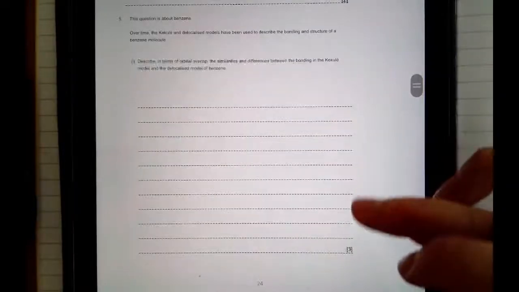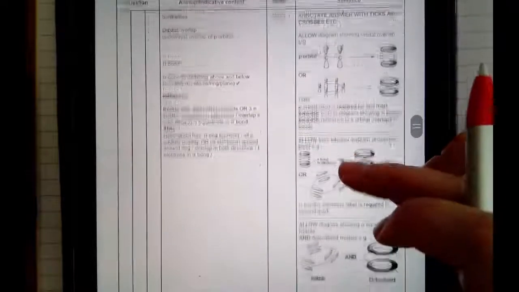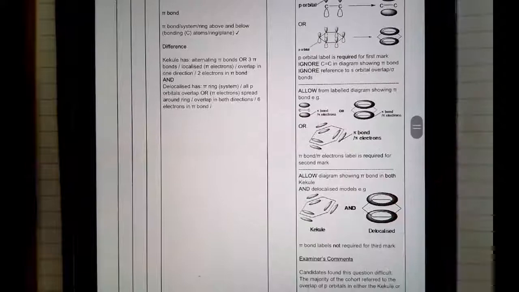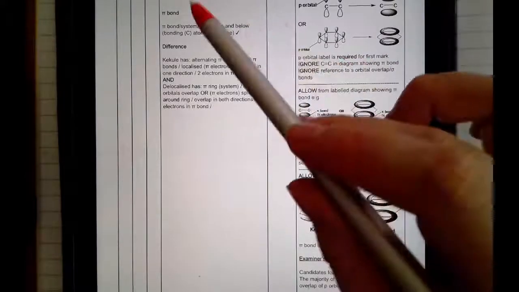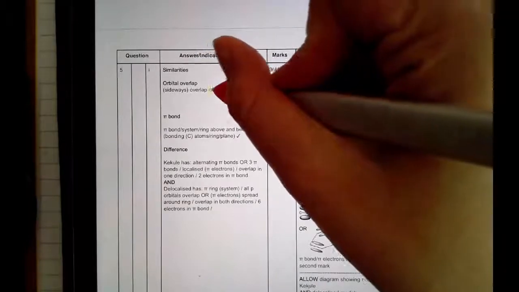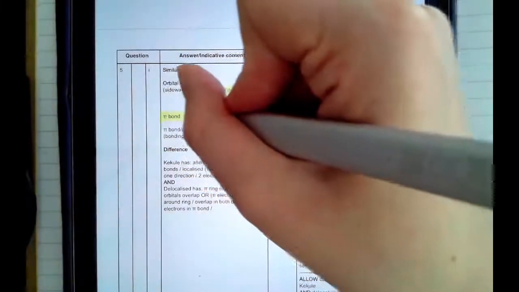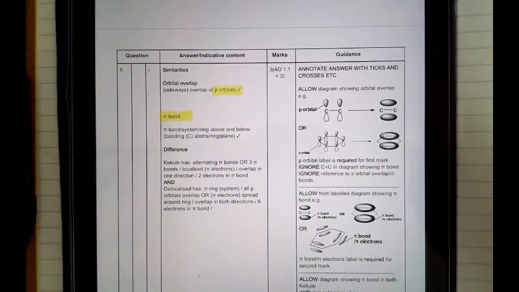The next couple of questions all refer to the Kekulé localized model and the experimental evidence. I'm just going to highlight one or two things on the mark schemes from just one of the questions. When you're talking about the orbital overlap, you have to specify p orbitals. You can't just say the orbitals overlap. You have to specify p. And when those p orbitals overlap, they are forming pi bonds. So the p and the pi are key in order to get the marks.